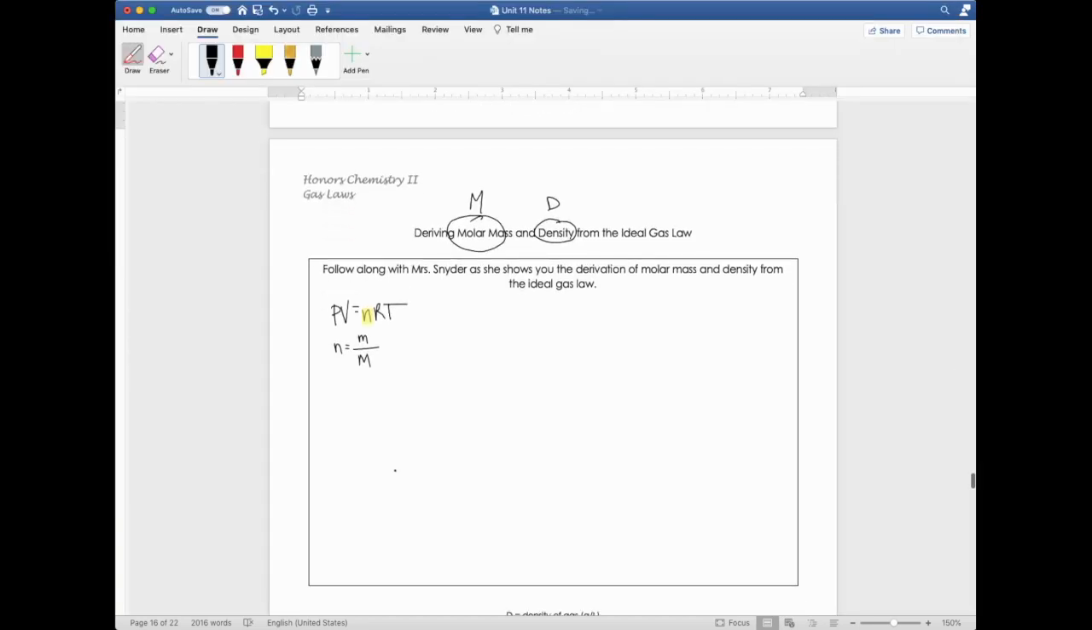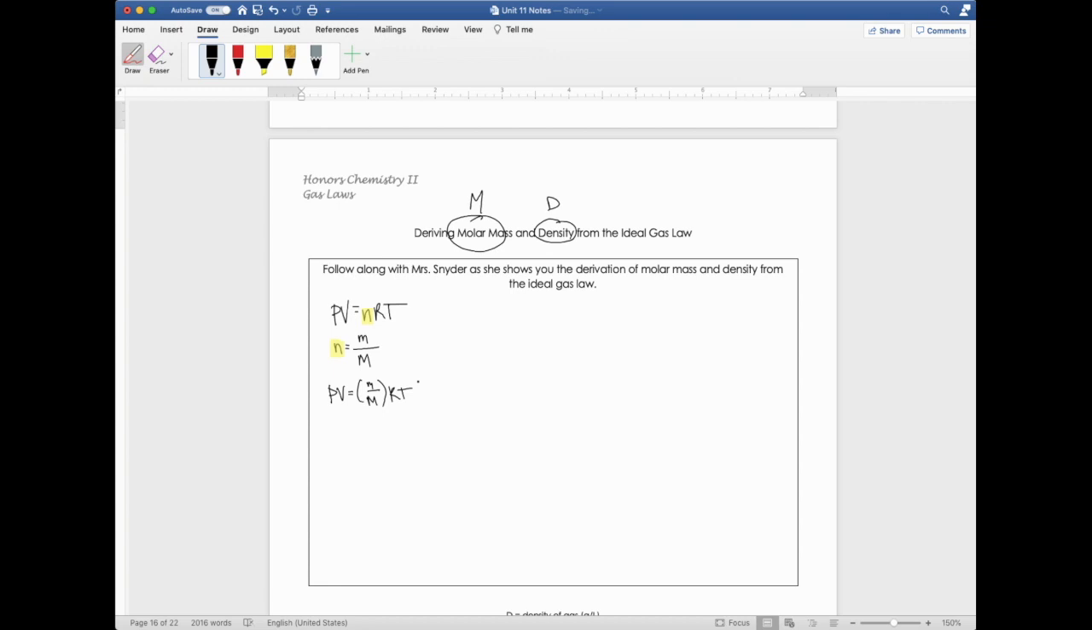So what we're going to do is make a substitution and plug in the mass of the gas over the molar mass in for n right up here. Because those are equal to each other, I'm going to substitute that into PV equals nRT. So PV equals the mass over the molar mass times RT.